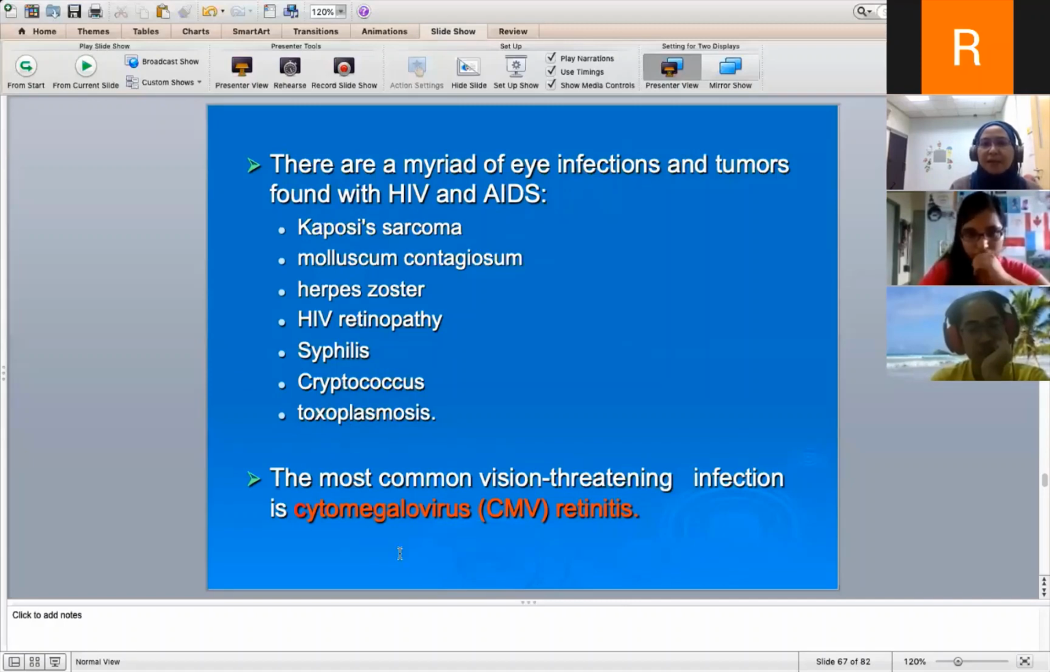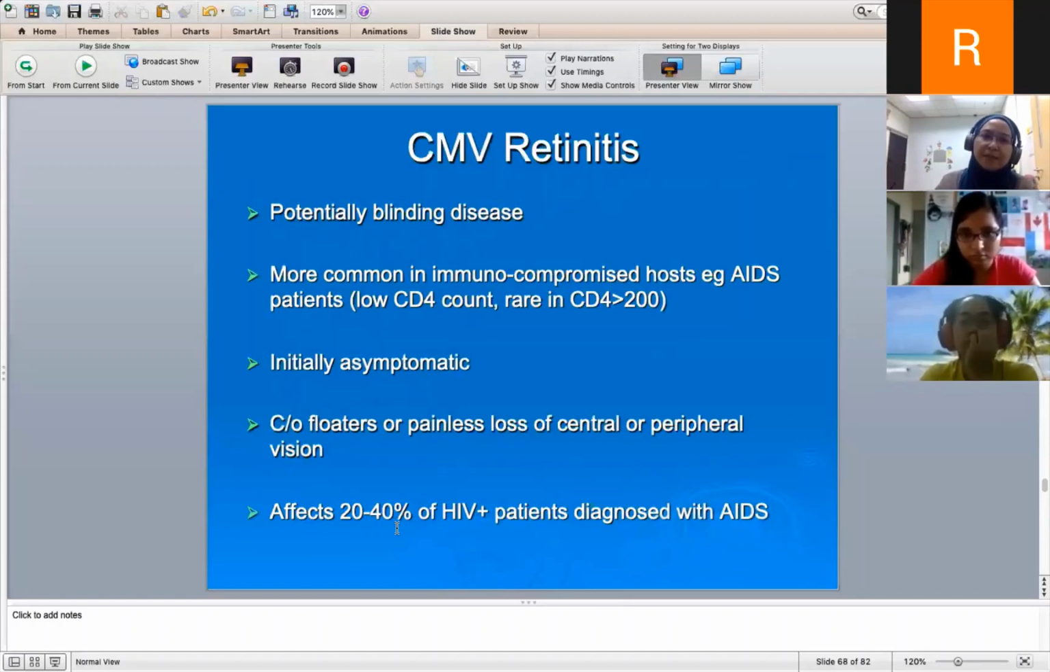Toxoplasmosis. And another one is your CMV retinitis. So those are actually infective causes that you have to know that can cause blindness for the patient. Yang lain-lain tu I think for your level tak perlu sangat. So this is more important than the rest. Let us concentrate on the CMV retinitis, cytomegalovirus retinitis.